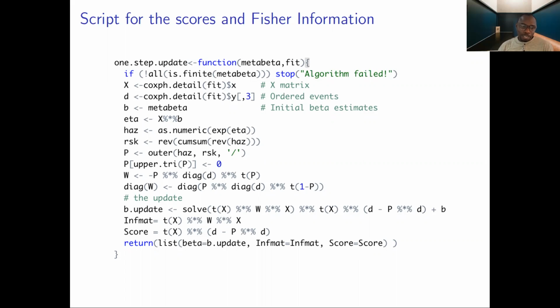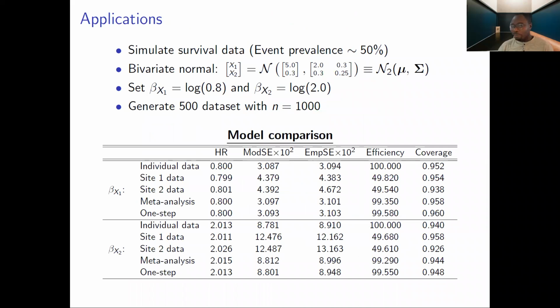Now, given that we've gone through how the estimator is constructed, the next thing is to look at some application of this proposed method. To start off, we simulate some survival time data. For this particular example, I set the event prevalence to about 50%. I considered only two covariates generated from a bivariate normal, and we set the hazard ratios to 0.8 and 2, so on either side of the null. Overall, the sample size was 1,000, and this was simulated for about 500 data sets.